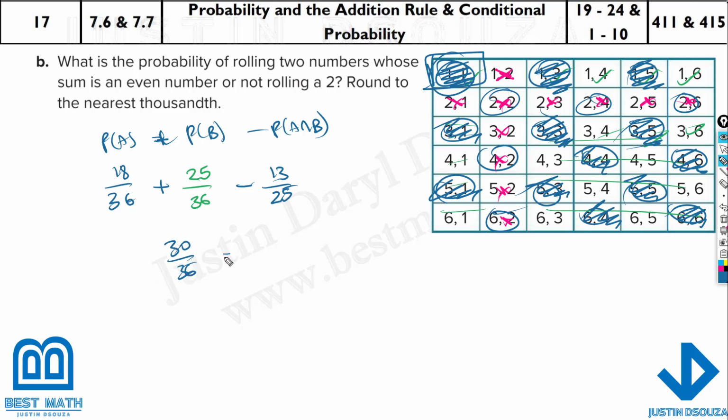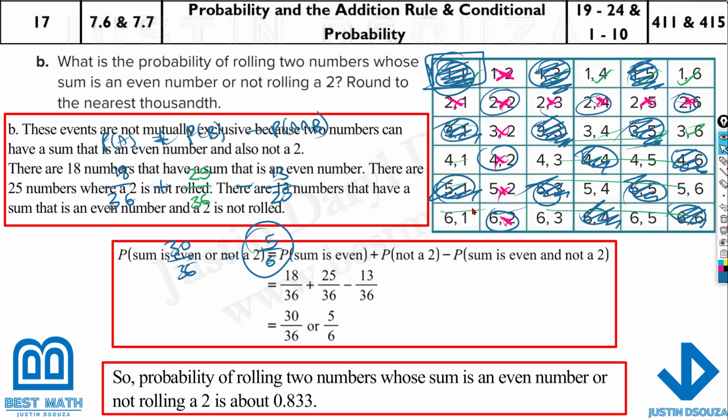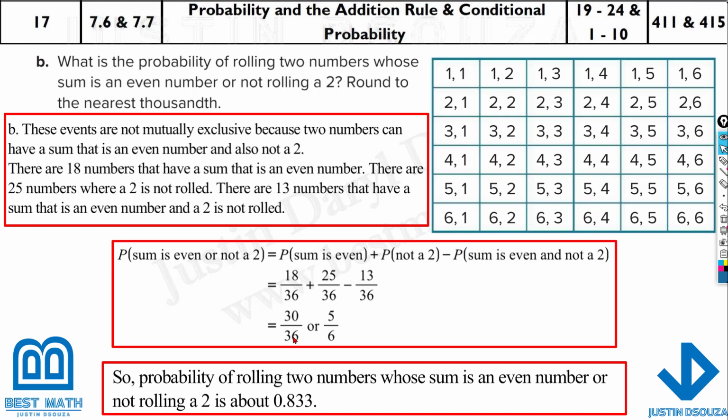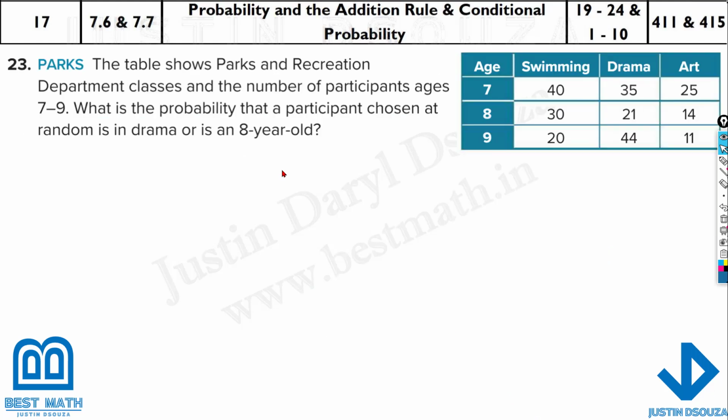So this must be the answer. It is 5 times 5 by 6, that is 5/6, must be the final answer. Or it'll be 83%, 83.33%. So that's how we do this. I hope that's clear. If the table is given, it's very, very simple to understand.